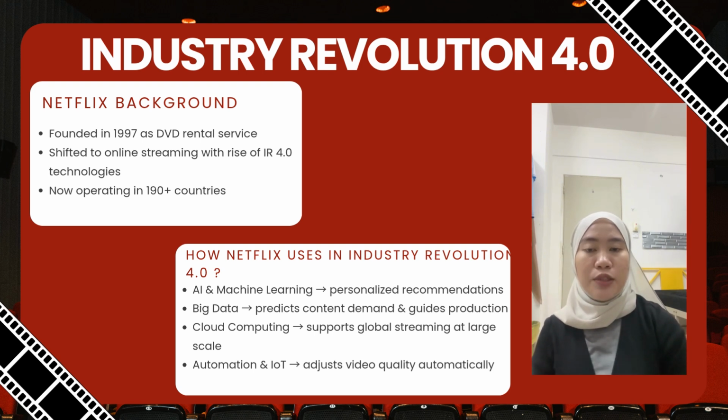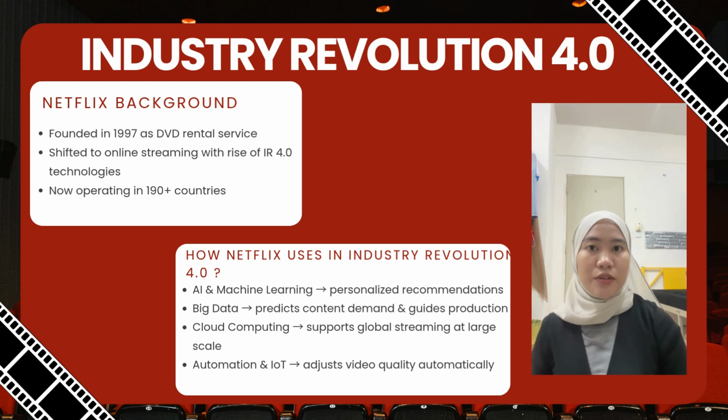And then Netflix uses AI and machine learning to personalize content for more than 260 million users. The algorithm studies what users watch and recommends similar shows. It also uses big data analytics to decide which movie or series to produce and to predict future demand. Meanwhile, cloud computing allows Netflix to stream billions of viewing hours monthly in more than 190 countries. In addition, automation and IoT help Netflix adjust video resolution based on internet speed, ensuring a smooth and uninterrupted viewing experience.